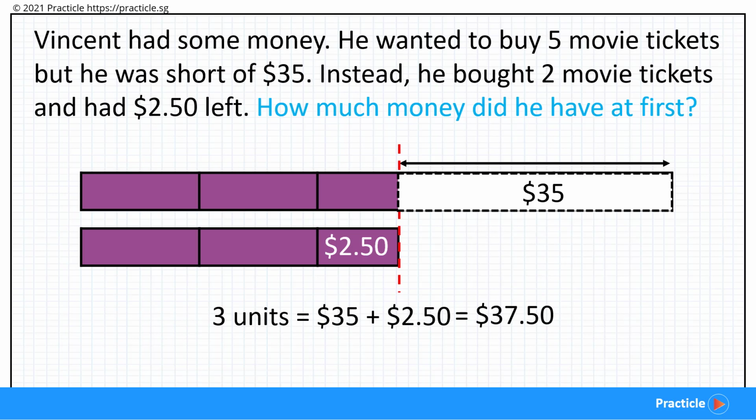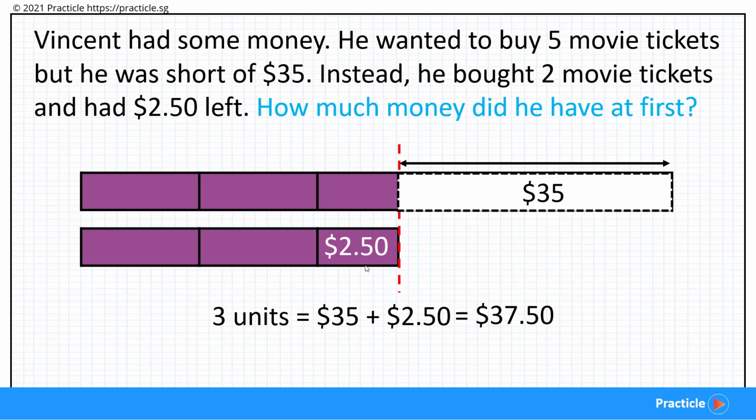Do you get that? Now let's think about how we can make use of this to find Vincent's money at first, okay? There are 2 ways to do this. We can either find the value of 5 units and then take away the $35 that he's short of, or we could find the value of these 2 units and add the $2.50 that he was left with, okay? No matter which way you choose, we are going to get the same answer. Let's choose the second way for this video, okay?